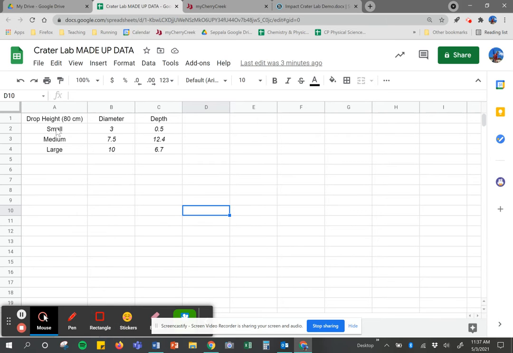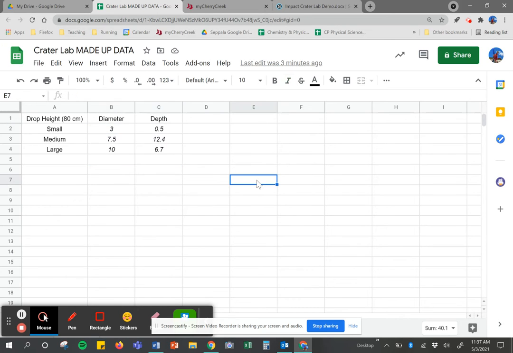What was the diameter for the small marble at 80 centimeters, and what was the depth? What was the diameter and depth for the medium marble? Drop height of 80, what was the diameter and depth for the large marble? Everyone's graph, depending on the card number that they got, is going to look a little bit different. This is just made up data, ladies and gentlemen. Do not copy this data.